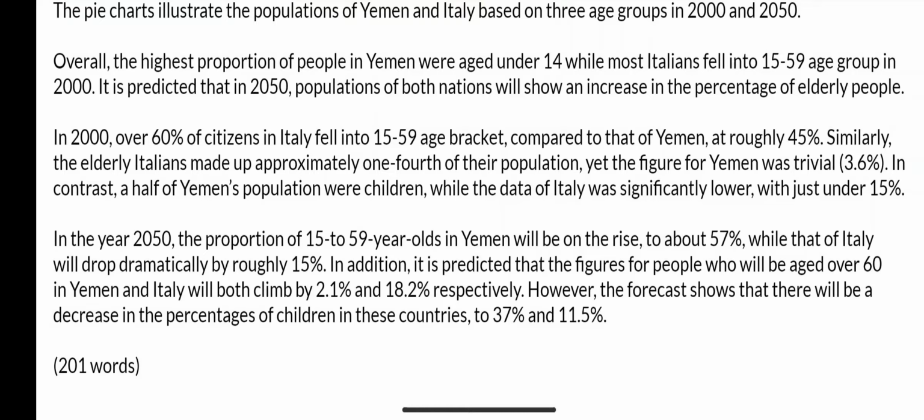In the year 2050, the proportion of 15 to 59 year olds in Yemen will be on the rise to about 57%, while that of Italy will drop dramatically by roughly 15%. In addition, it is predicted that the figure for people who will be aged over 60 in Yemen and Italy will both climb, by 2.1% and 18.2% respectively. However, the forecast shows that there will be a decrease in the percentages of children in these countries, to 37% and 11.5%.